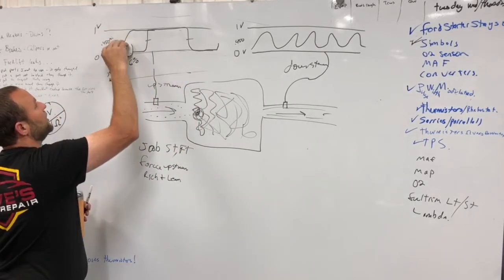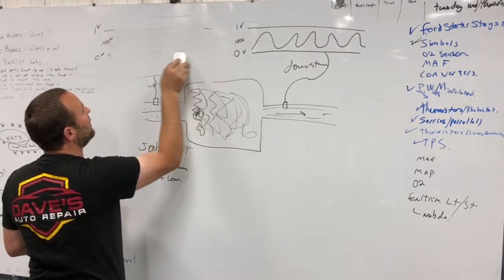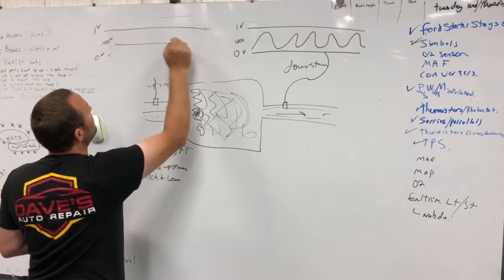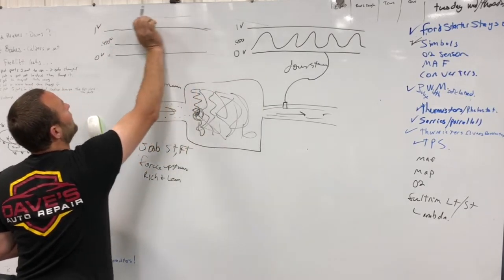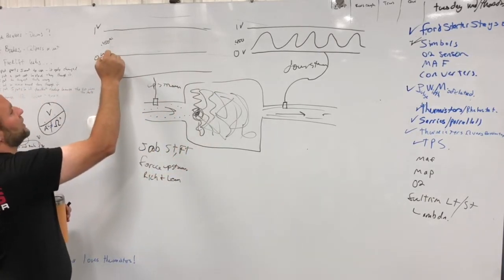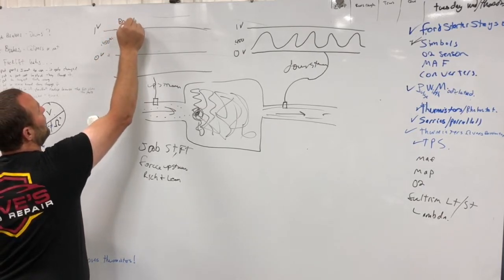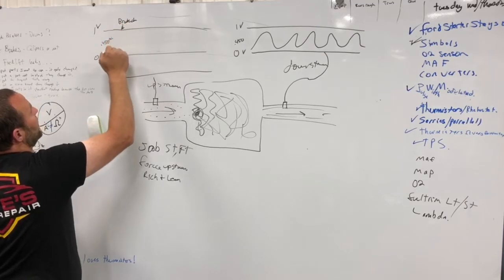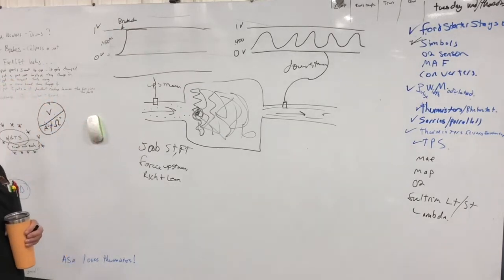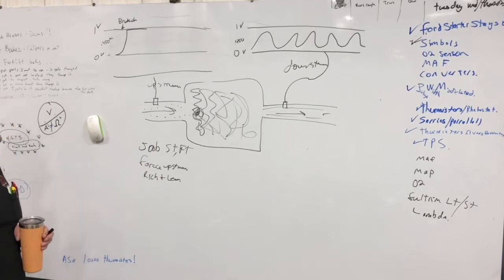Let me just erase these really quick. This is 1 volt, 450, 0.5. And this is the down, this is the fuel trim. So let's say it's lean, and you give it a shot of fuel. Right here, it's lean, and it takes just a second, it's going to go up, and it's going to stay high, because you gave it a whole bunch of extra fuel that it didn't count for. It's called alternate fuel. Give it some alternate fuel, see if it responds.